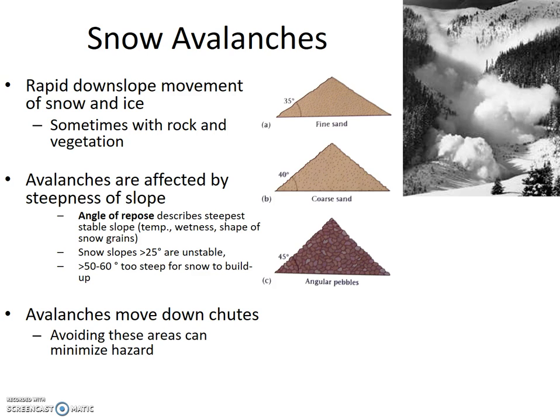Avalanches move down chutes, and avoiding these areas can minimize the hazard, i.e., don't picnic in a chute. The top right picture is a beautiful avalanche coming down a chute. It is beautiful because I am not in it. The other image, the cartoon, shows how grain size affects the angle of repose. Fine sand has a lower angle of repose than angular pebbles.